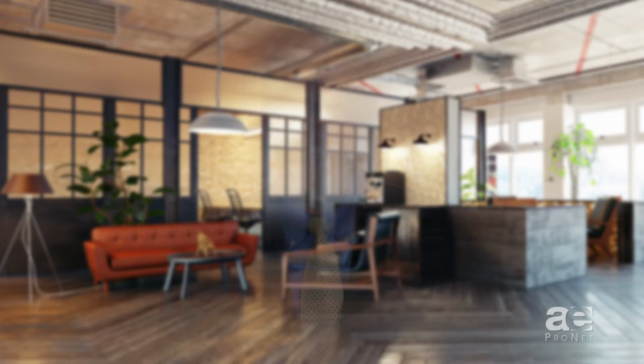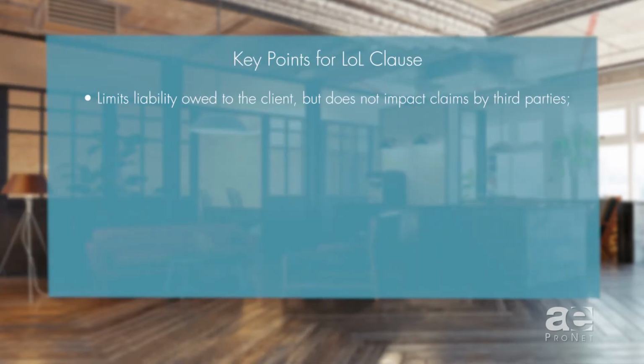Today we're going to be talking about limitation of liability clauses. This is a key clause in your contract to provide a risk allocation. Some of the points I want to make is you should limit your liability through this clause. It protects you against client claims. It does not protect you against third-party claims. Include this in your standard terms and conditions.